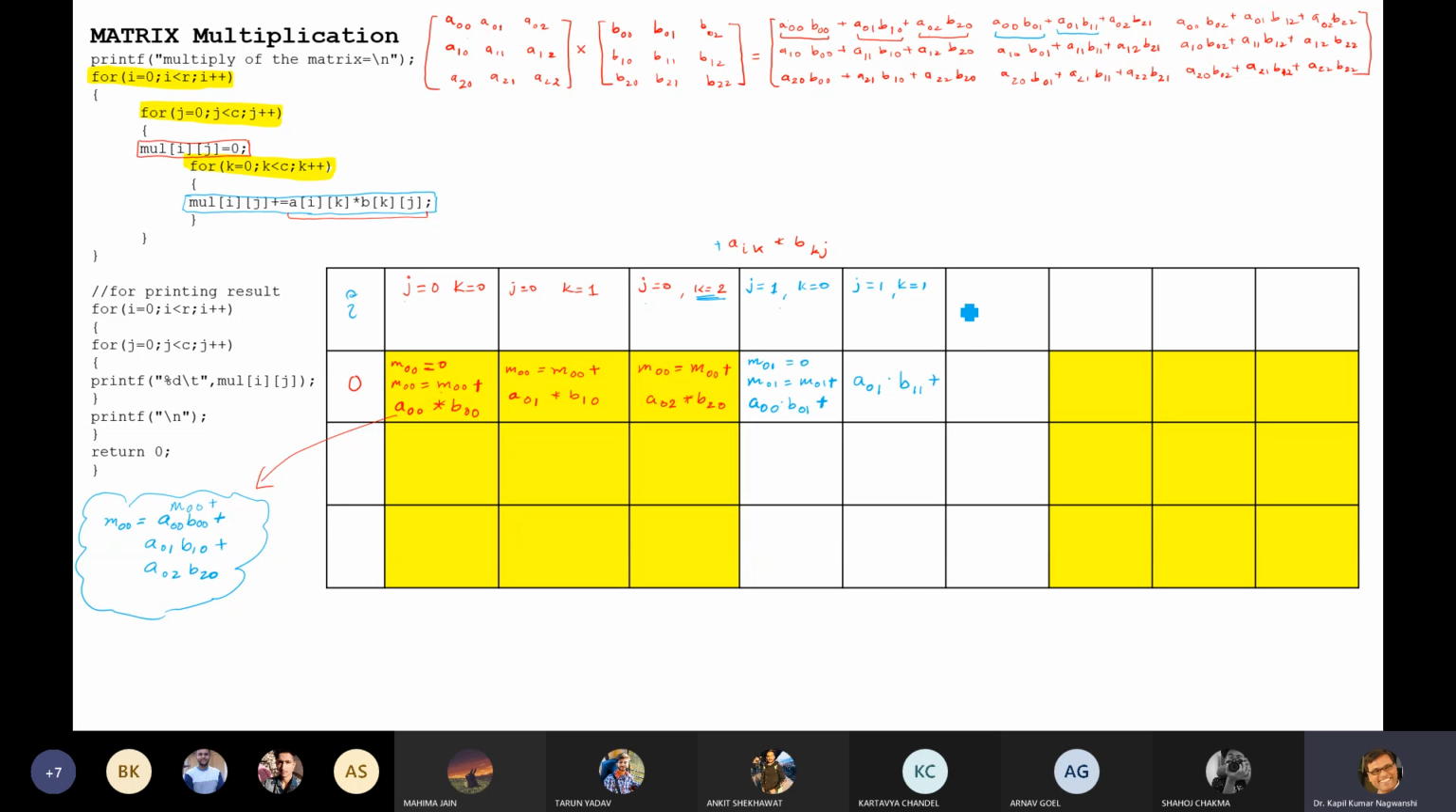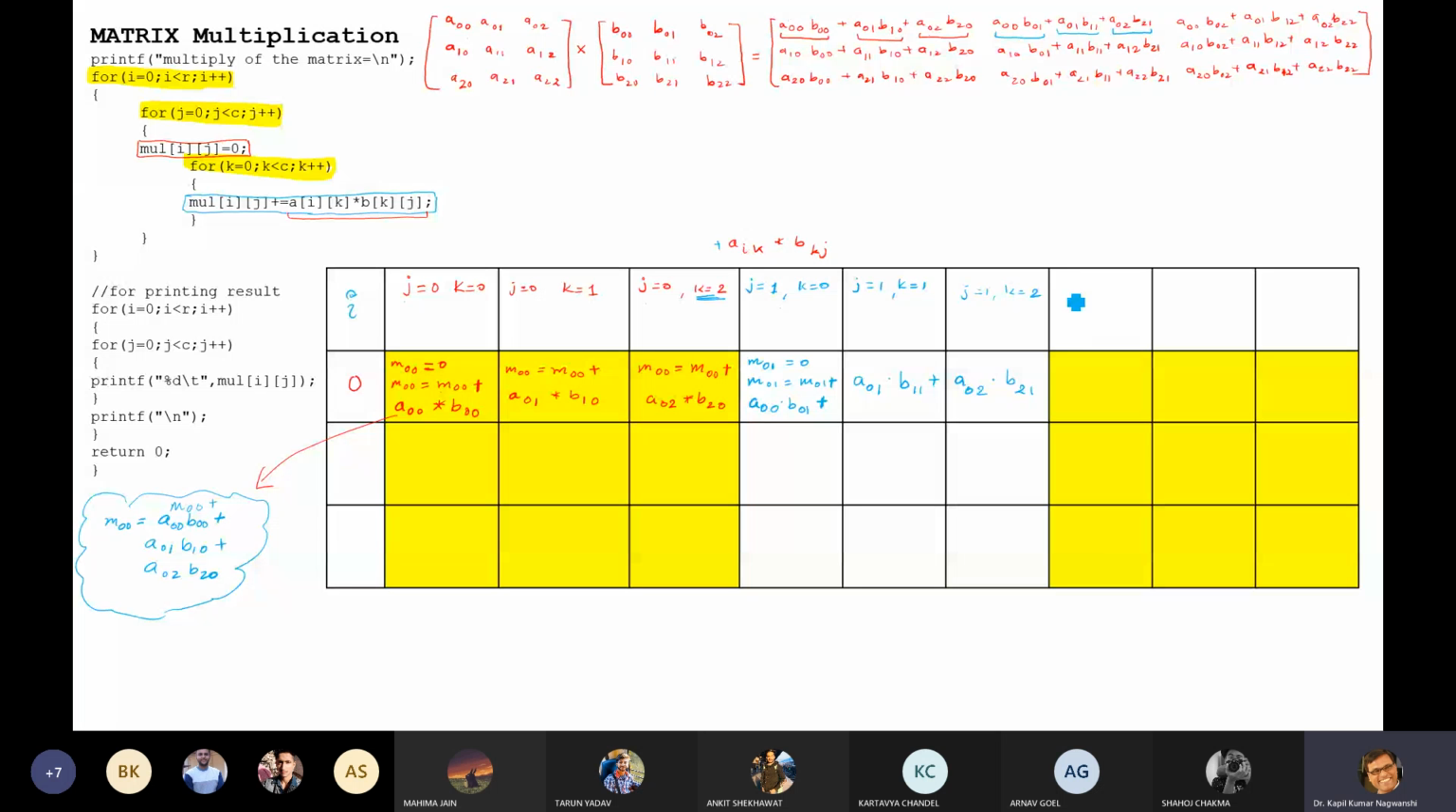Now come to J equals 1 and K equals 2. What will be the answer? So A IK, I is 0, K is 2, multiplied by BKJ, 2, 1. So here 0, 2 and 2, 1 is written. So this term we have completed. Everything is added together. Now this term is added with this and so on. Let us now write the next term.